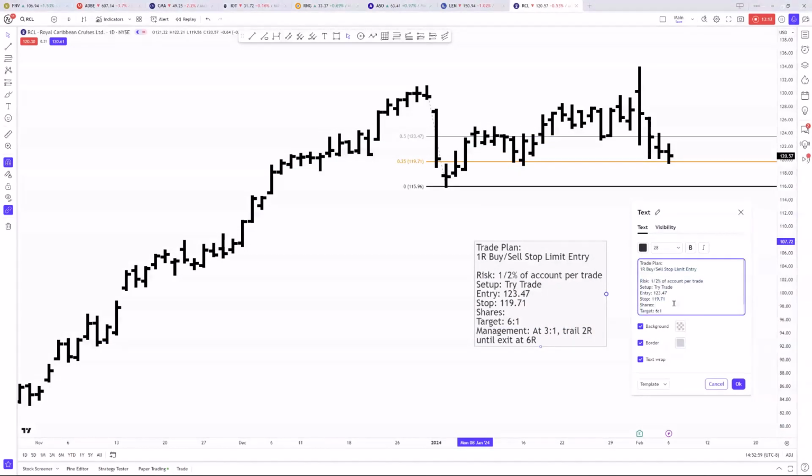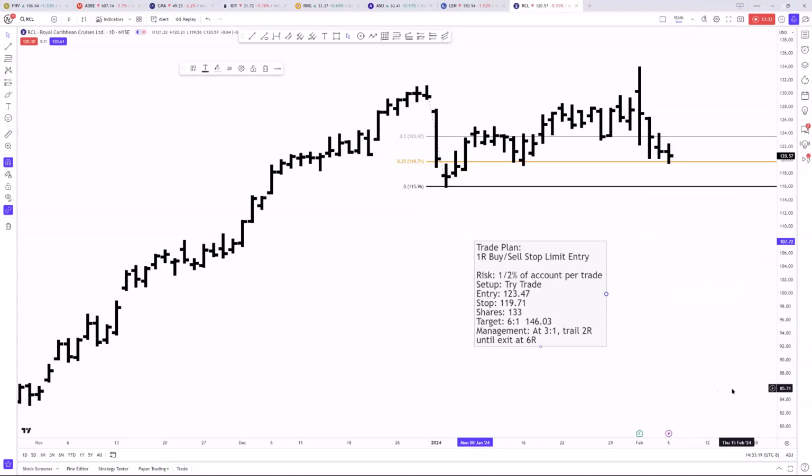And then I always double check before I put it in the broker, because I will fumble the numbers around sometimes. 133 shares. And the target I'm looking for, 146.03. And then you can put any other notes that you need to put about earnings or that kind of thing. And we'll get set up with our risk reward and placing our orders here.